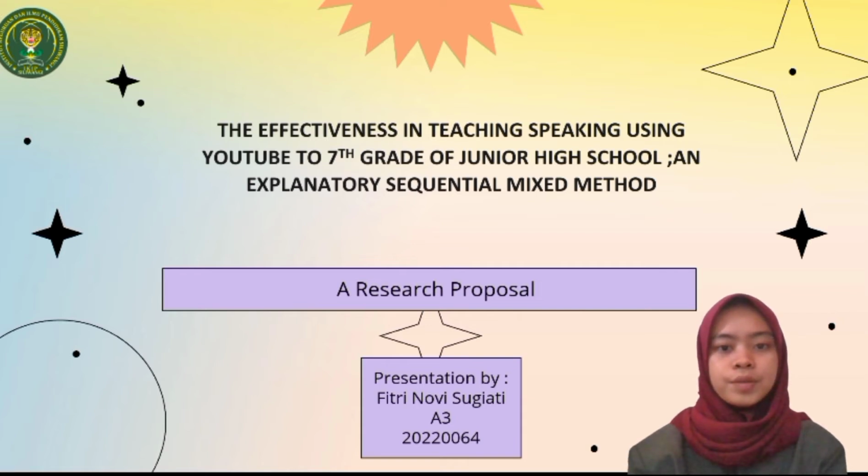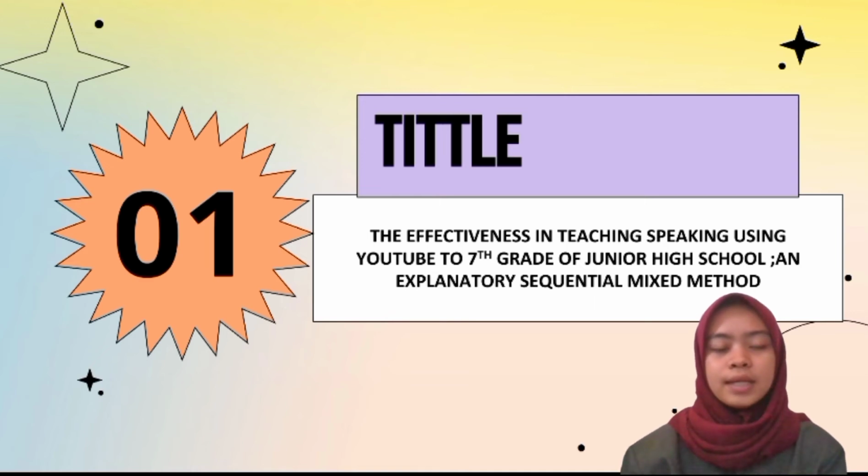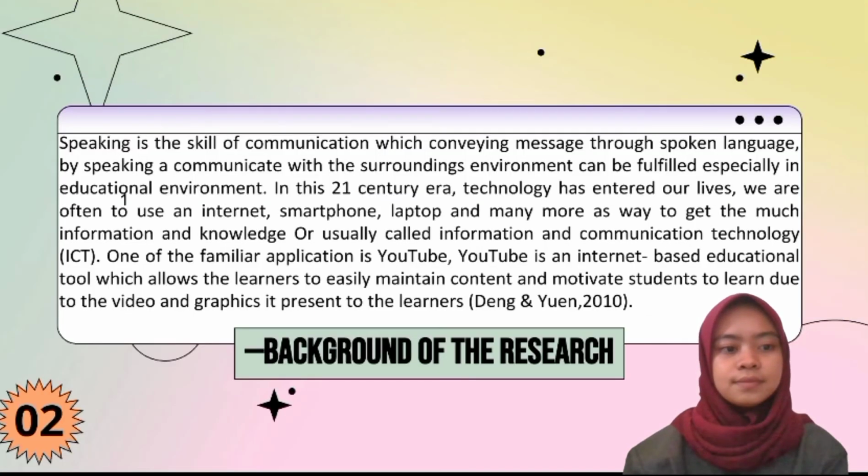Today, I am going to present my research proposal with the title, The Effectiveness in Teaching Speaking Using YouTube to 7th Grade of Junior High School and Explanatory Sequential Mixed Method. The contents are the background of the research, the research questions, and the research method. This slide is about the title. The title I chose is about the effectiveness in teaching speaking using YouTube to 7th grade of junior high school and explanatory sequential mixed method.